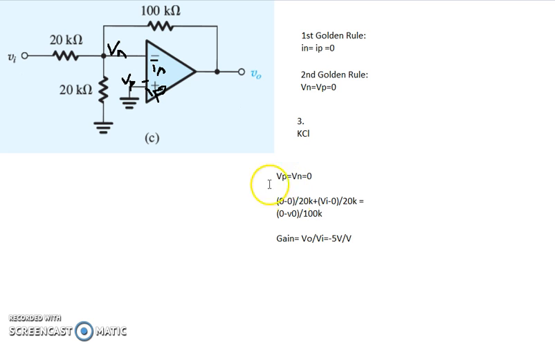And then ultimately, by calculating this equation, we get V output over V input, which is negative 5 volts over 1 volt, which is ultimately equal to negative 5.